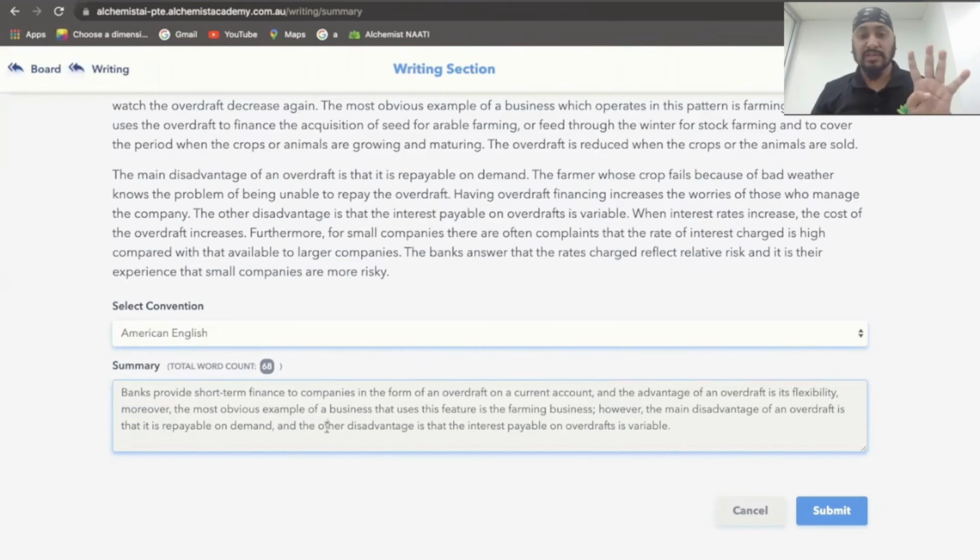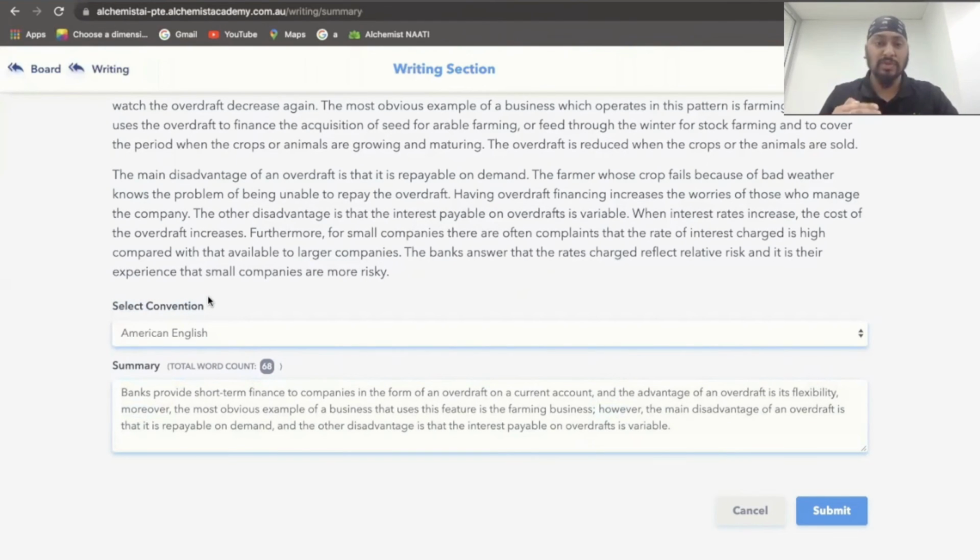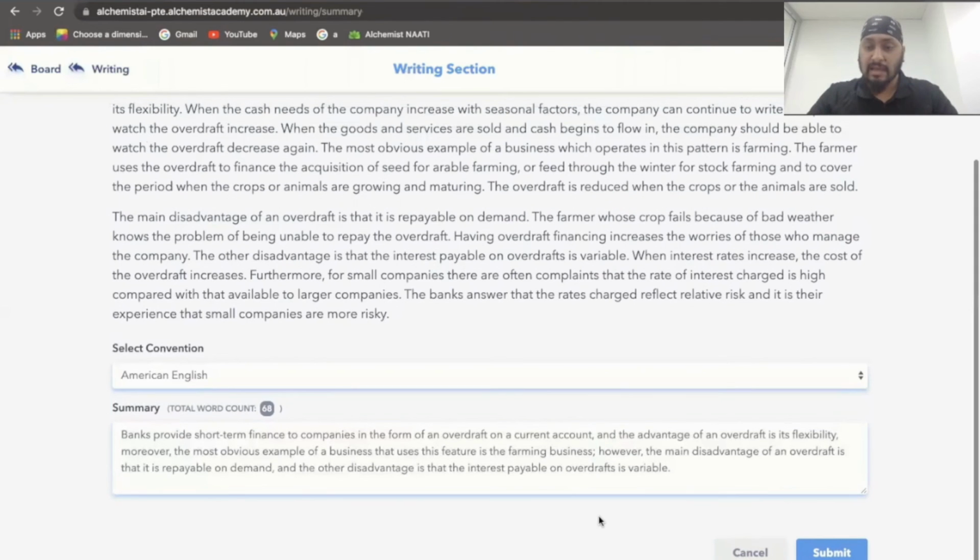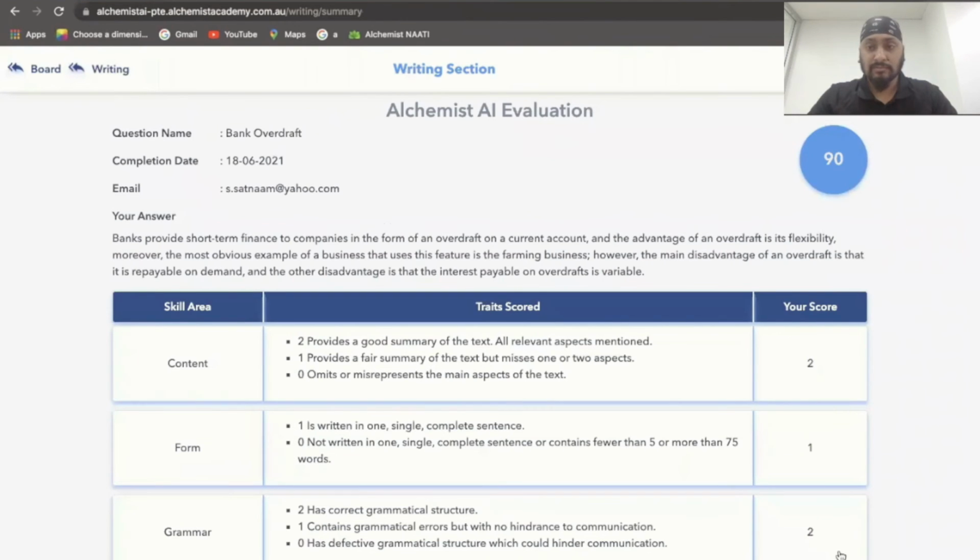So what are the 4 key points in the summary? The definition of an overdraft, why it is good, an example that uses this, and fourth is the disadvantages of an overdraft. We are still under the word limit. We have 68 words. And remember that this option will not be available in the test. The reason I give this option to the students is so that they can be careful about the spellings and not make mistakes, and they know the difference between the American and the British convention. I'm just going to submit the summary and see what scores we get. There you go. So that's a perfect score of 90.